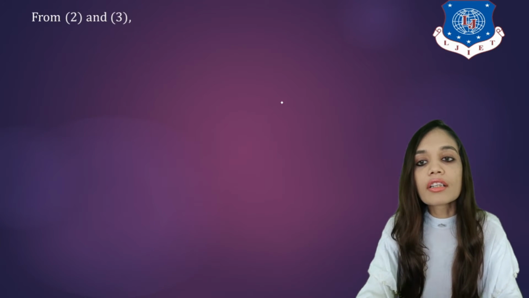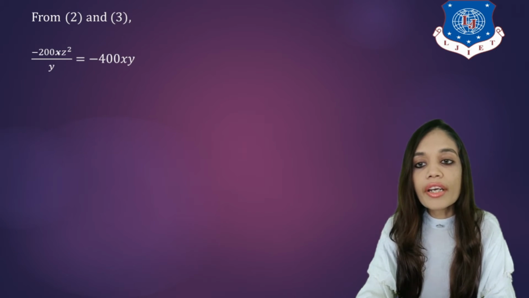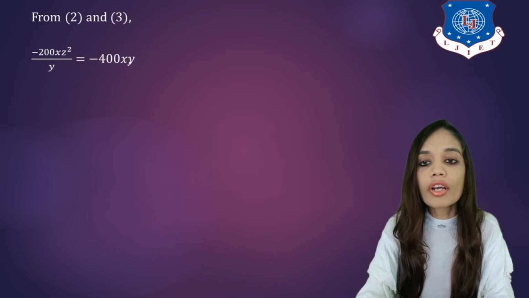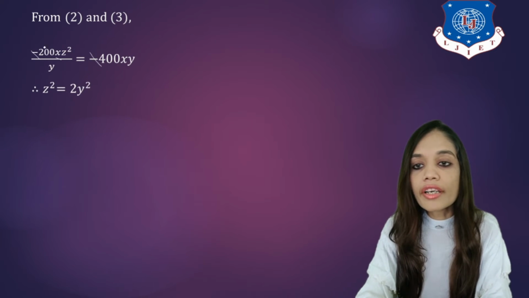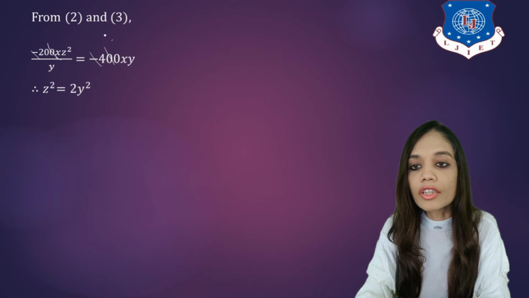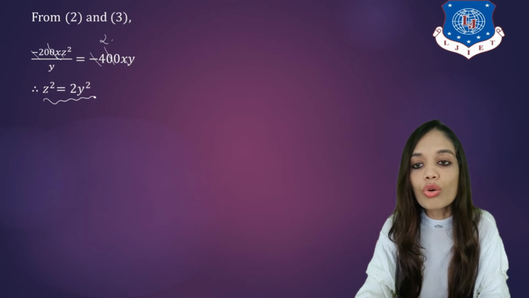Now let us equate equation 2 and equation 3. So on equating we will get minus 200xz square upon y is equal to minus 400xy. So this minus will get cancelled out, right? Next 200 will get cancelled out and here will come 2. Next x will get cancelled out. So finally what will remain? Z square is equal to 2y square.